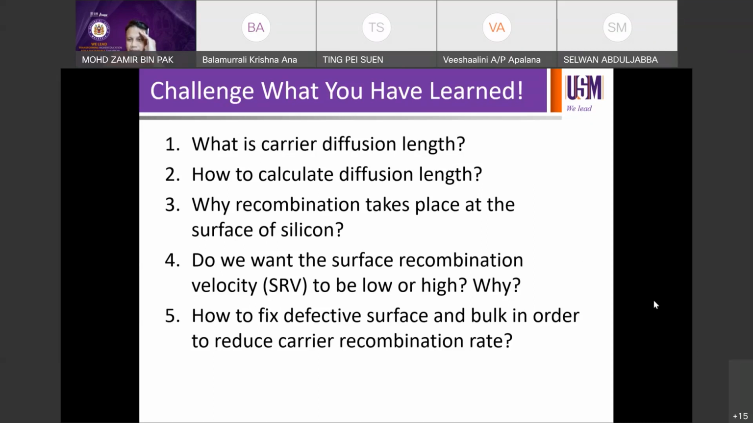Okay, right. Patul said here L. Yeah, right. L equals to square root of D tau, right? Product of D tau. We just learned a few minutes ago, right? L equals square root of D tau. Right. Why recombination takes place at the surface of silicon or at the surface of any semiconductor material? Why do we have surface recombination?